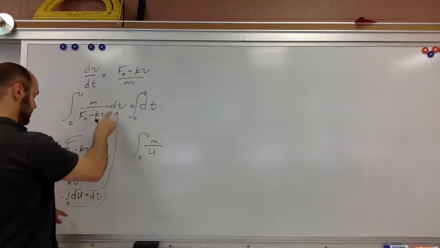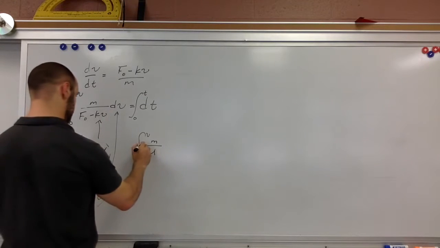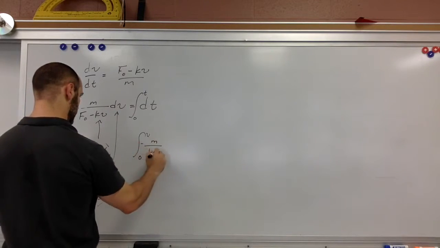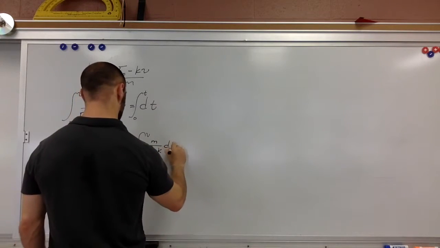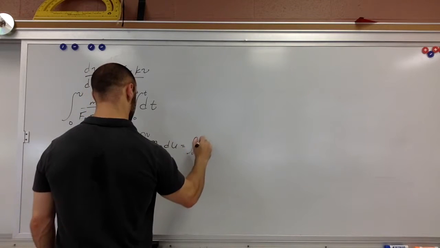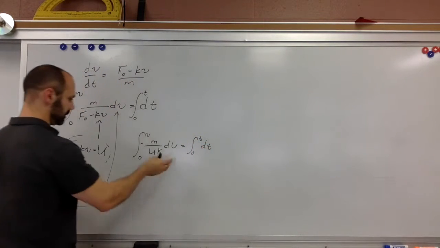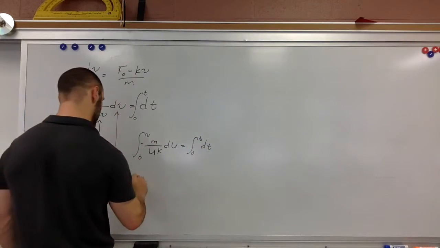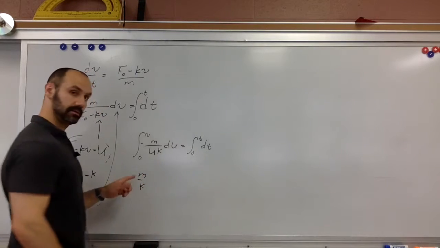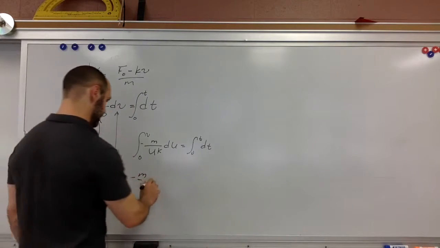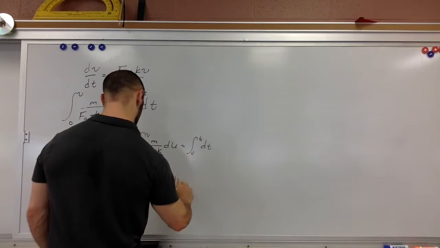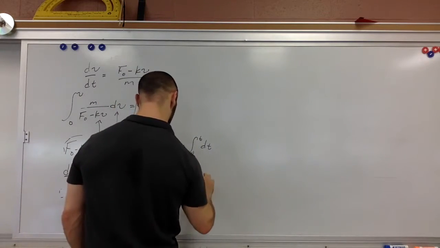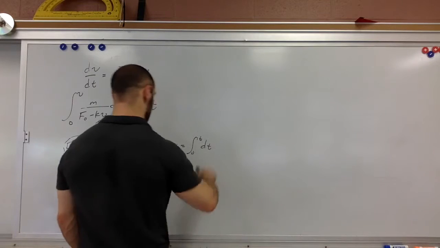And now I'm substituting this thing in, so this is negative 1 over k times du equals the integral from 0 to t of dt. Let me bring this thing out in front. Notice now I've got negative m over k. Does that look familiar? Negative m over b. So that's interesting. The integral from 0 to v of 1 over u du equals the integral from 0 to t of dt.